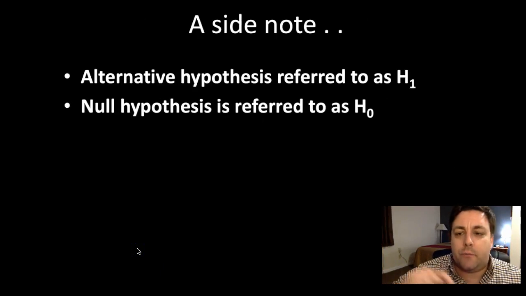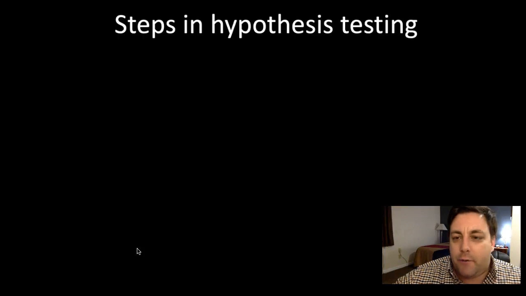So again, just real quick, I forgot I put this slide in here. The alternative hypothesis is often denoted as H1 or the research hypothesis. The null hypothesis doesn't really have another synonym, but you sometimes see it abbreviated H0.